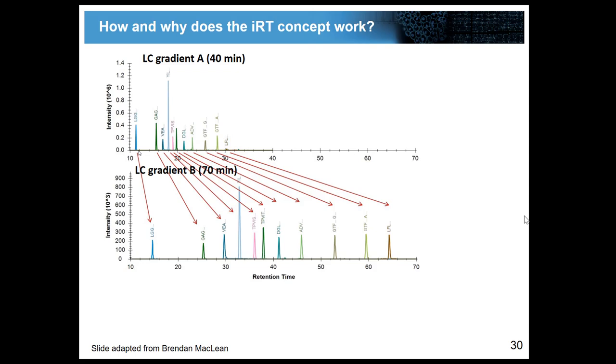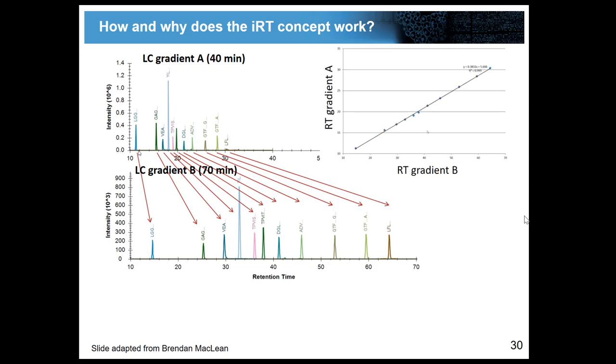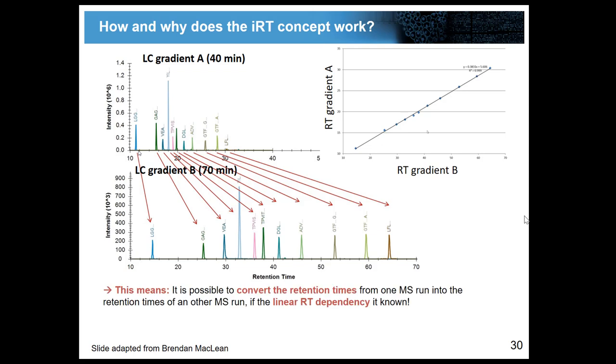And what you can see is that, yes, the retention time of all the peptides changes between the two gradients, but it changes in a very systematic way, right? So the order of the peptides is still the same, and even the relative difference between these peaks is the same. So mathematically, when you plot the retention times in gradient A and gradient B, you have a very good linear correlation, okay? And that's the reason why it is possible, because of this linear correlation, to convert retention times from one MS run into another MS run.